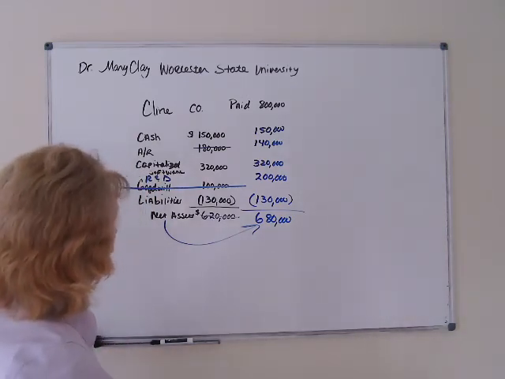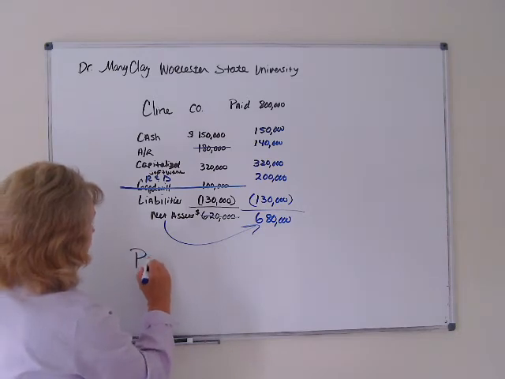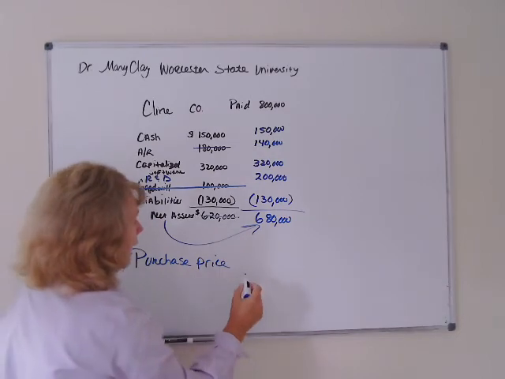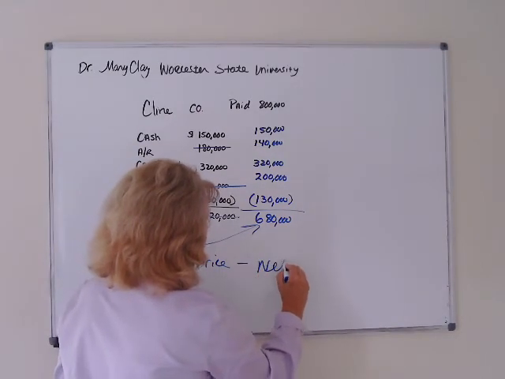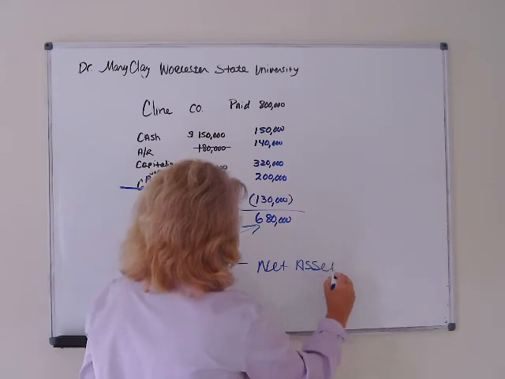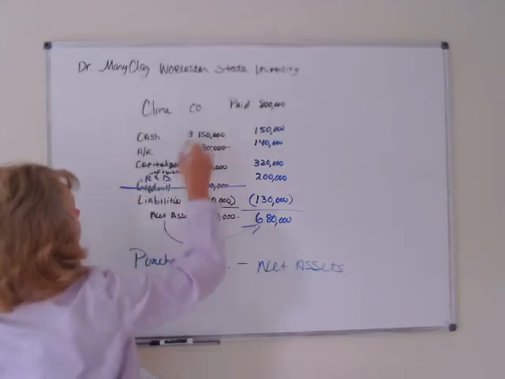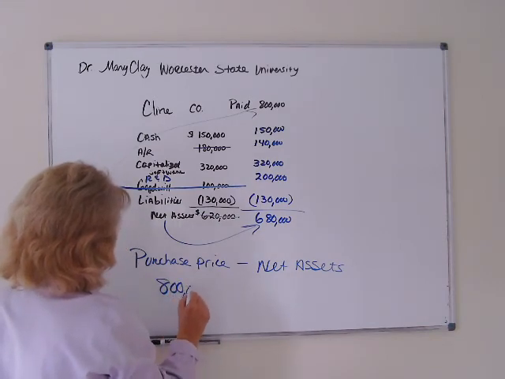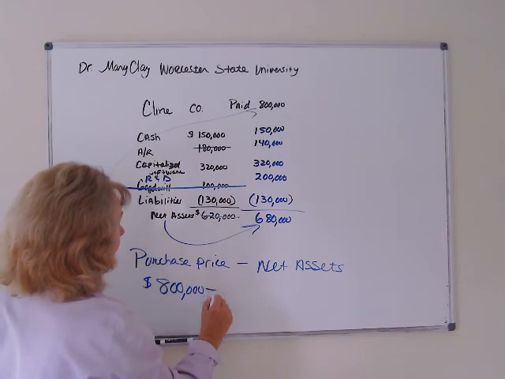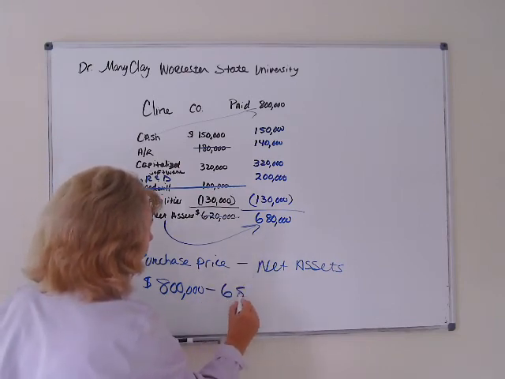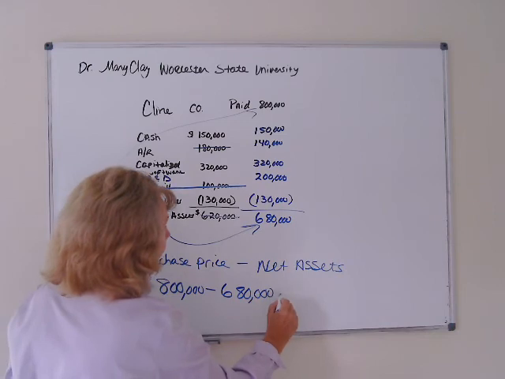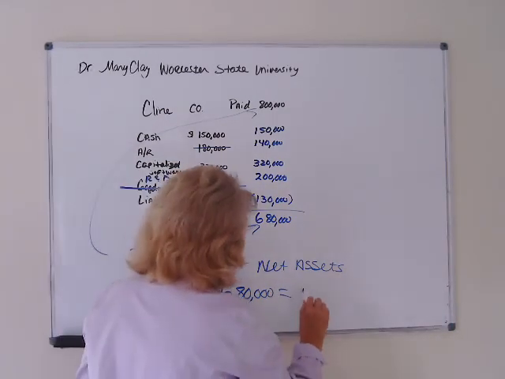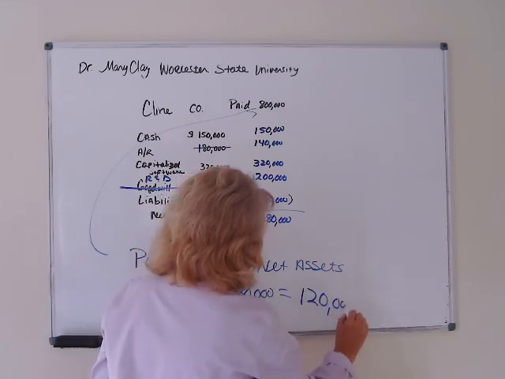All right, now I'm almost ready. I'm going to take the purchase price and I will subtract the net assets. So the purchase price, I go back to the beginning, here it is, 800,000. And I will subtract out the net assets, 680,000. And that will equal my goodwill. My goodwill amount for this problem is 120,000.